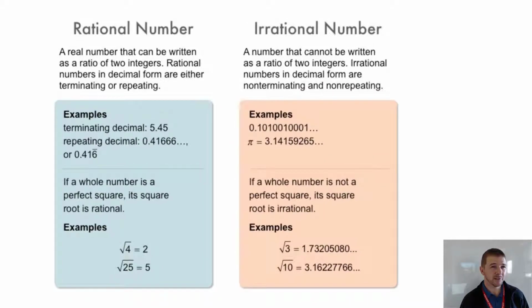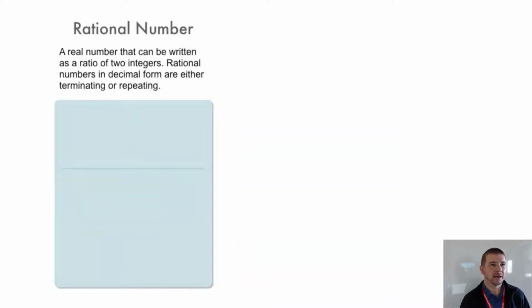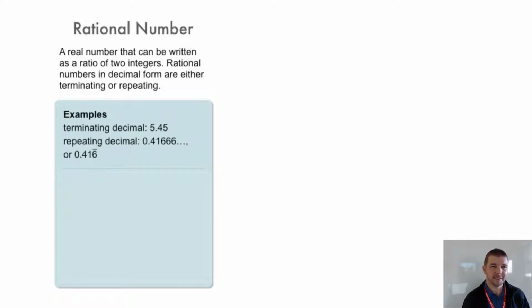On the left, we see some information regarding rational numbers. On the right, irrational numbers. A definition: a rational number is a real number that can be written as a ratio of two integers. Rational numbers in decimal form are either terminating or repeating. So terminating means they end, they don't go on forever. Or repeating, if they do go on forever, they follow a pattern and begin repeating. So some examples: a terminating decimal, 5.45, and a repeating decimal, 0.41666 continually, or 0.416 with the bar over the top to represent that the 6 repeats indefinitely.